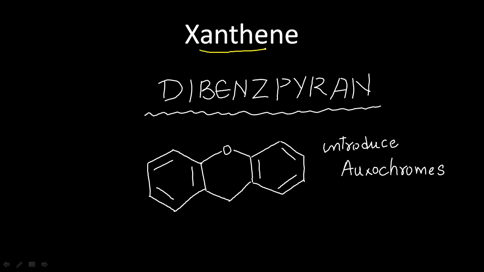So xanthene, okay, what is a xanthene? It's a dibenzylpyran. There are two benzene rings and this is a pyran ring. So that's why we call it dibenzylpyran. Now what you can do is introduce oxochromes and chromophores. What are they? Chromophores are groups that are responsible for imparting color, and oxochromes intensify the color, right?